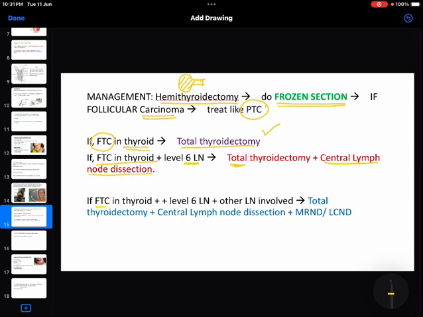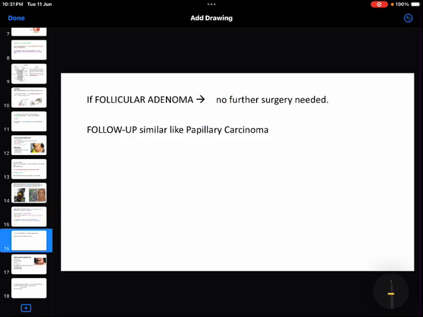If follicular thyroid carcinoma is present in the thyroid with level 6 node involvement and other lymph nodes are also involved, then similar to papillary thyroid carcinoma, we are going to do total thyroidectomy, central lymph node dissection, and also MRND along with the central lymph node dissection. As we said already, there can be two results. If the frozen section comes as adenoma, then no further surgery is needed. So we will stop with hemithyroidectomy.